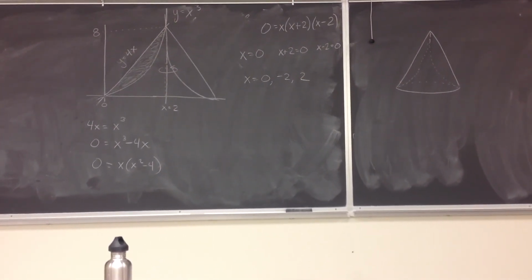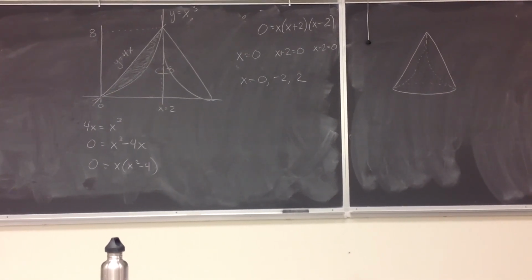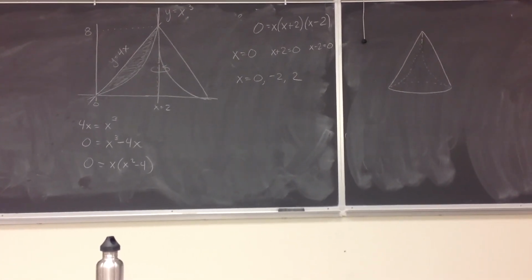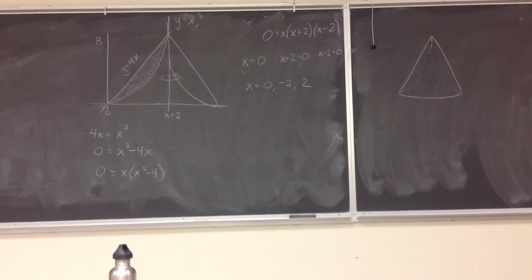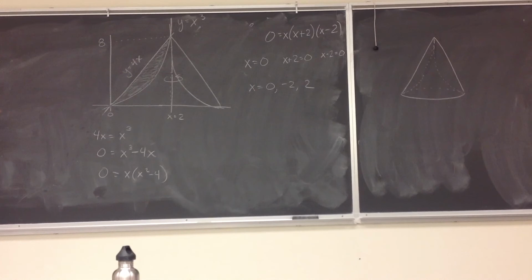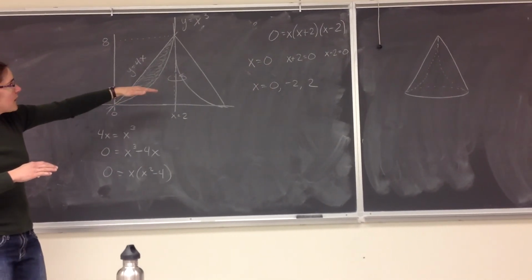Yes? So do we find the radius and then go 2 minus one way and 2 plus the other way? So let's see if we can figure out what's happening here. Okay, so you're on the right track, but let's make sure everyone's got what's going on. So here we've got our picture.